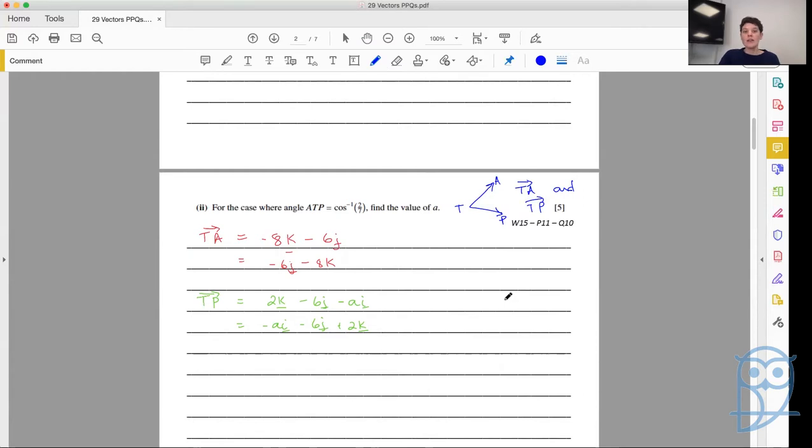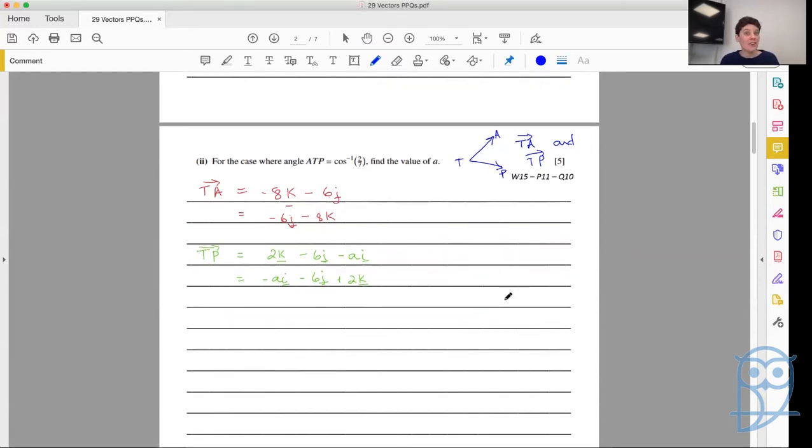Now, I'm not a person who is fond of ijk, so I'm going to put them into columns to work. So I'm just going to put it here, so it's nice and handy. ijk, so 0, minus 6, minus 8. And TP is minus a, minus 6, 2. So now I've got my vectors in columns. I'm much happier to do the question.